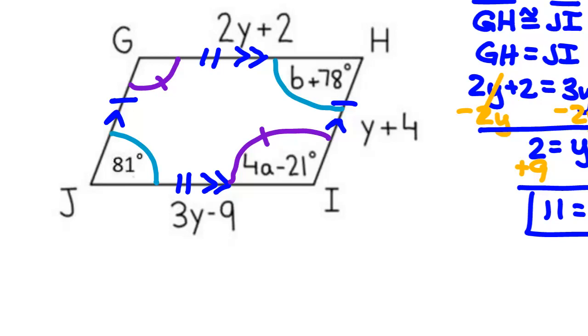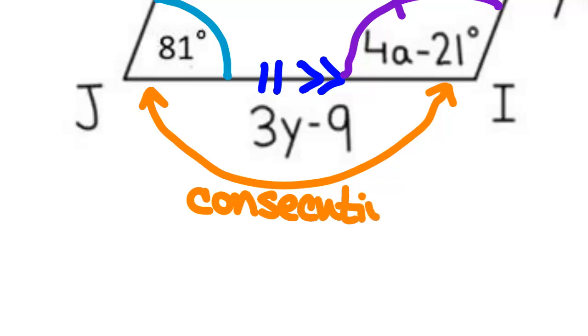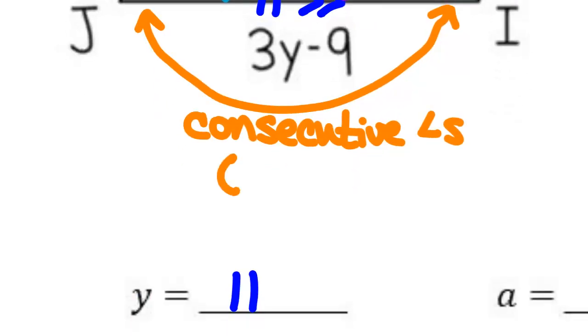Are you solving for A or B? We're solving for A. We can use angle J. What do we know about angles I and J? These are consecutive angles. And what's the relationship of consecutive angles in a parallelogram? 180. They are supplementary, yes.